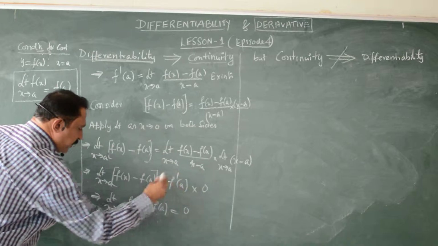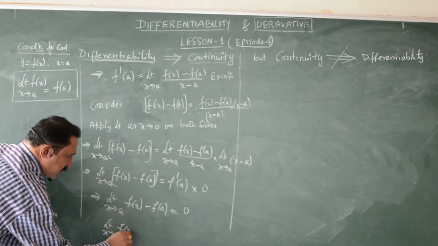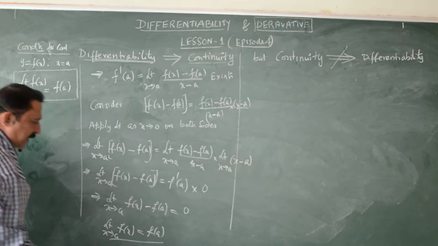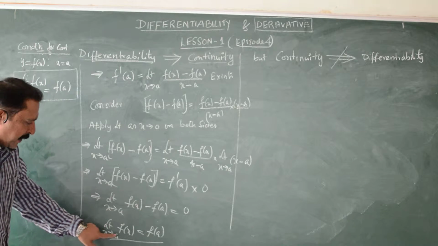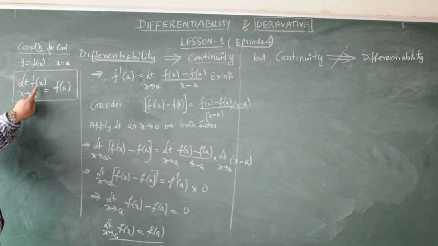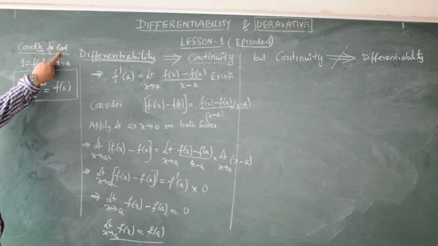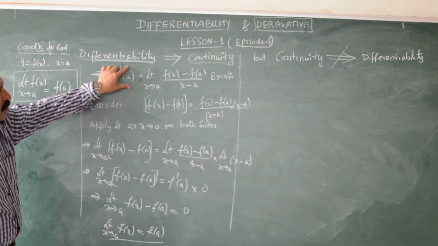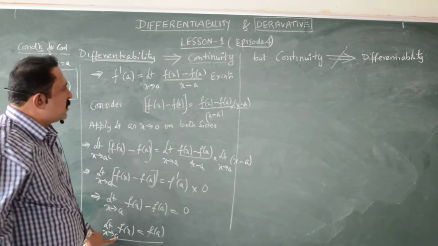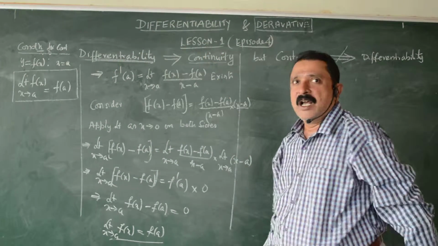Now, transfer f of a onto the right hand side. So, I get limit x tending to a f of x is equal to f of a. Limit of f of x as x tends to a equal to f of a is the basic condition for continuity. I started with differentiability and arrived at the condition of continuity. Therefore, what does it mean? It means that differentiability implies continuity.